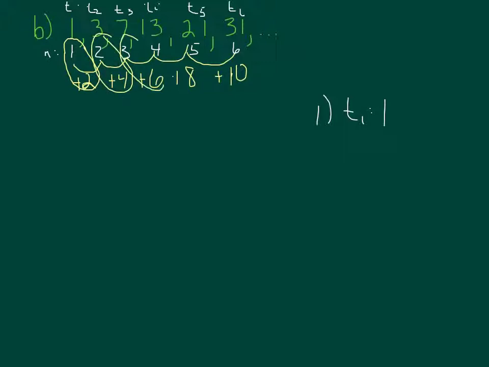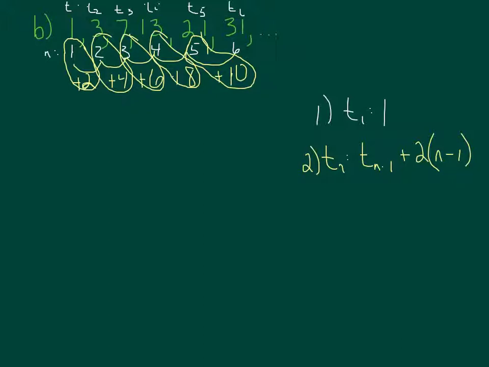It looks like we're doubling the n values. Oh, wait a minute. No, we're not. We're doubling the previous n value. It looks like here's the formula that works. Remember, it has to include the first term. You're taking the previous term plus twice the previous n. The previous term plus twice the previous n.